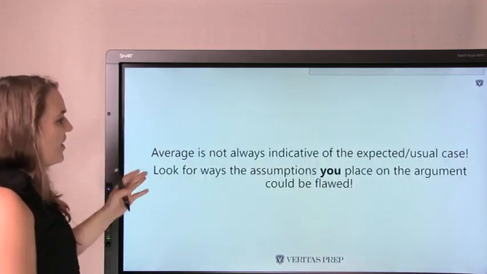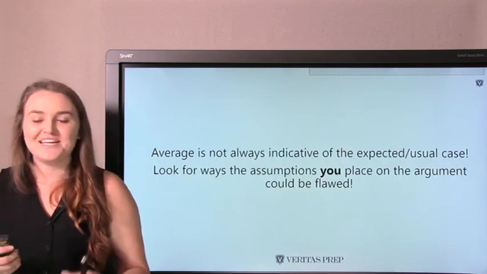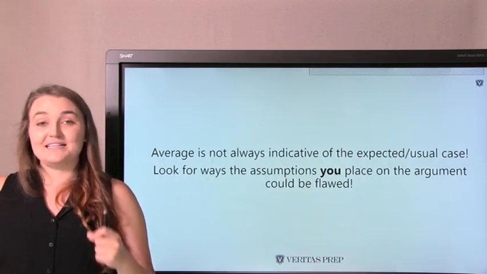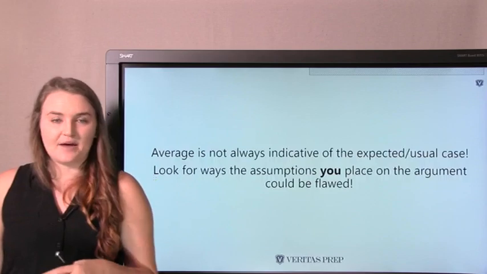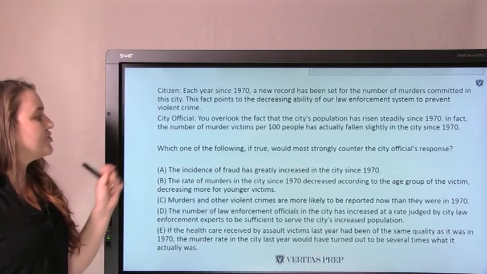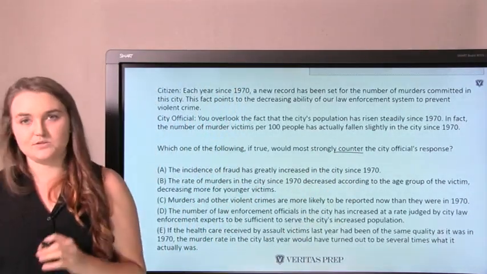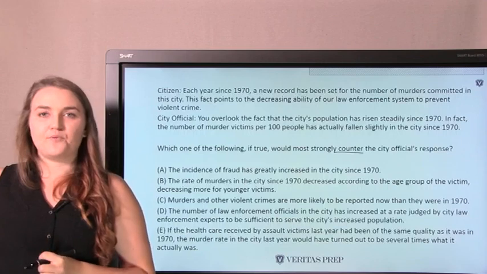So with that in mind, I want us to take this same line of thinking, take this scrutiny toward data-driven elements as they appear, and take a look at another example that's gonna shift us a slightly different direction. So now we're asked, which one of the following, if true, would most strongly counter the city official's response? So same question style, slightly different prompt here.